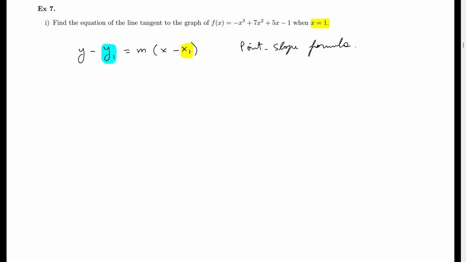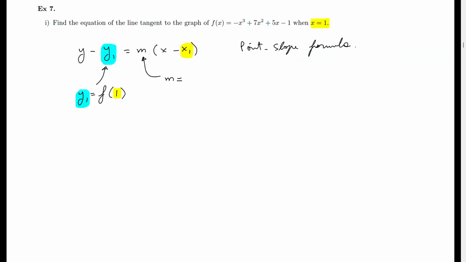For y1, the way you find it is you put the given x value into the original function. So whatever my function f of x is, I'm going to put 1 in it. And that's how I get my y1. It's the y-coordinate of the point, basically. And finally, what about m? m is the slope. That's the last thing we need to be able to finish the problem.